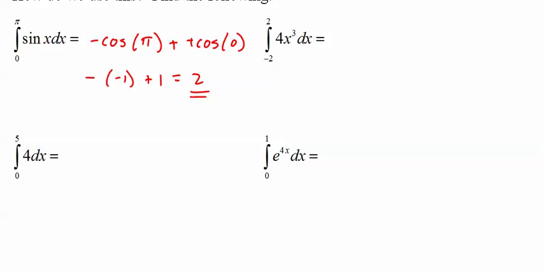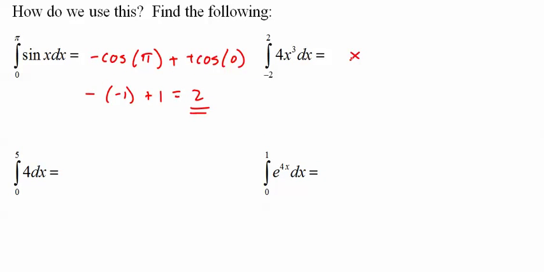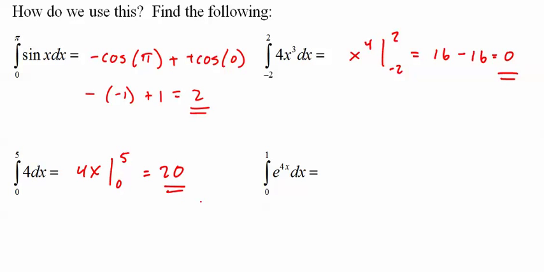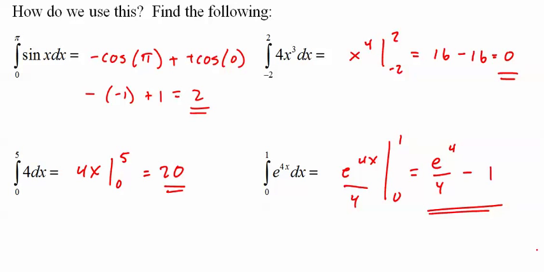Integral of 4x to the third, like I say, find the antiderivative, which is x to the 4th over 4. They cancel from negative 2 to 2, which is 16 minus 16, which is 0. And this is 4x from 0 to 5, which is just 20. And this is e to the 4x over 4. So take that derivative and make sure it makes sense. 0 to 1, which is just e to the 4th over 4 minus e to the 0, which is 1. And we could find a common denominator, but no need.